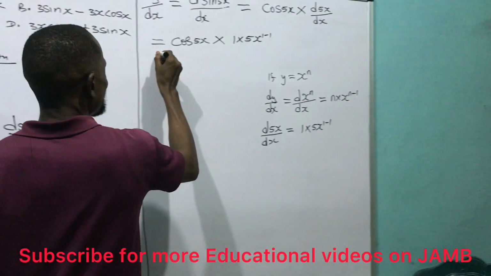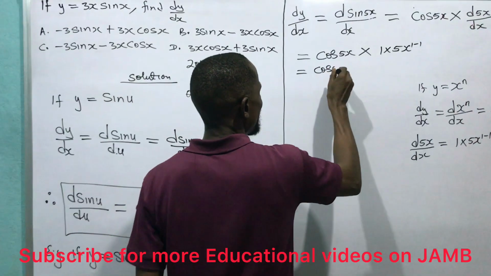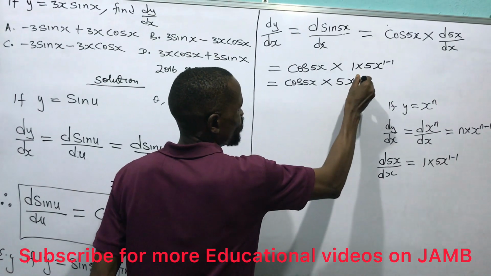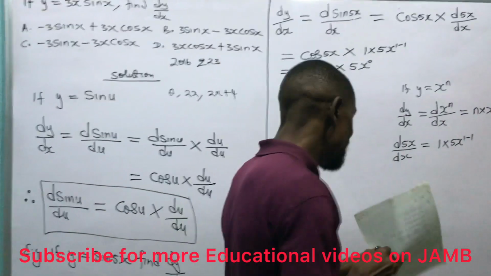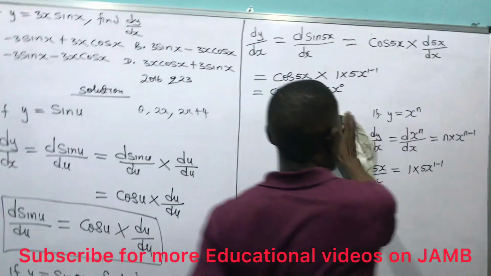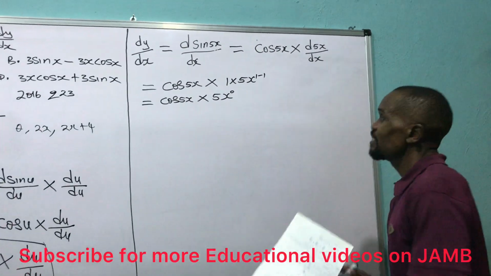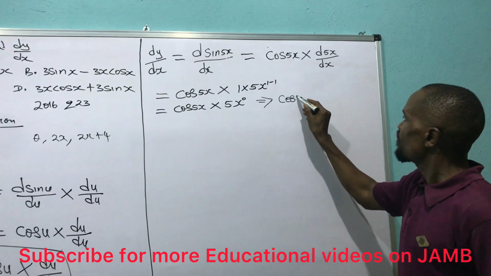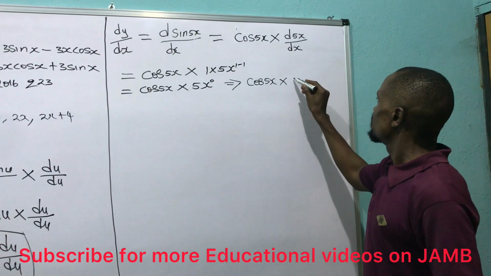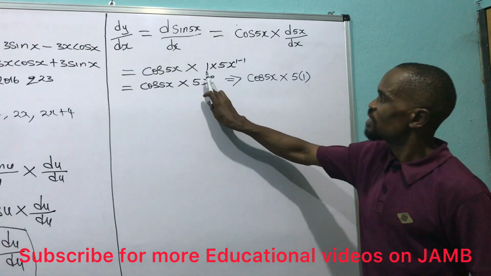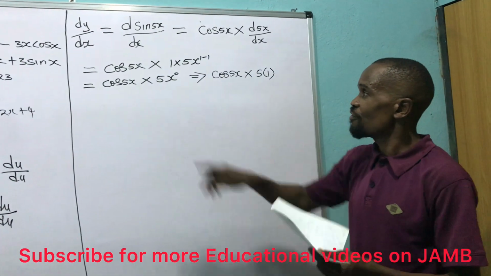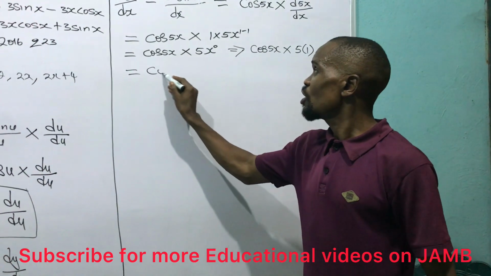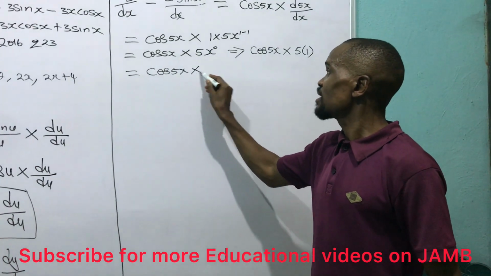Then I will have cos 5x times 5x raised to power 0. Are you getting what I'm saying? This implies cos 5x times 5 into 1, because anything raised to power 0 is 1. Therefore, x raised to power 0 is 1. Then I will have this equal to cos 5x times 5.